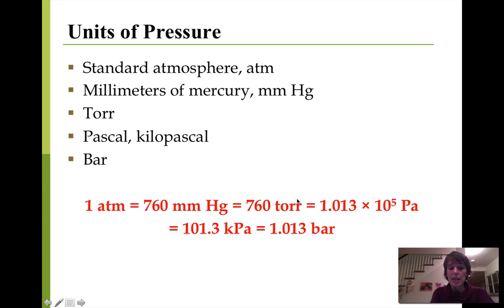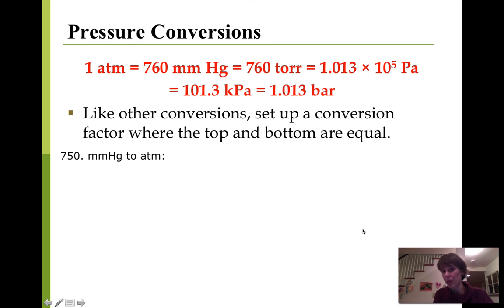Now, the relationship between these units is right here. 1 atmosphere is 760 millimeters of mercury. The torr is the same thing as a millimeter of mercury, just a little easier to say. So 760 millimeters of mercury, or torr, is equal to 101,300 pascals, or 101.3 kilopascals, or 1.013 bars. So that's kind of a mouthful, and we often need to be converting among units of pressure.